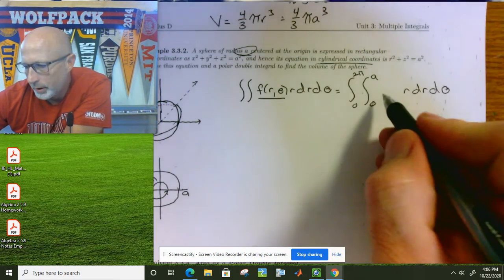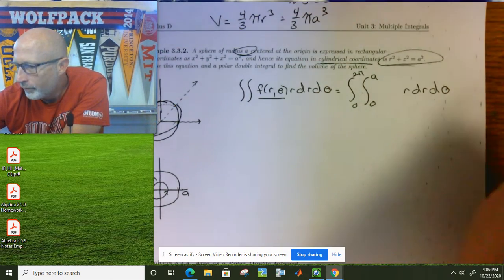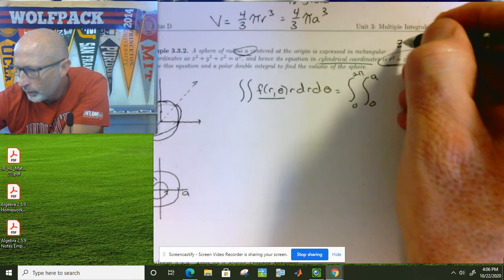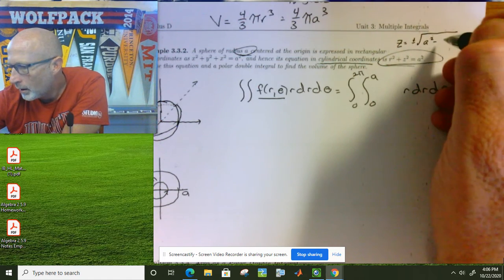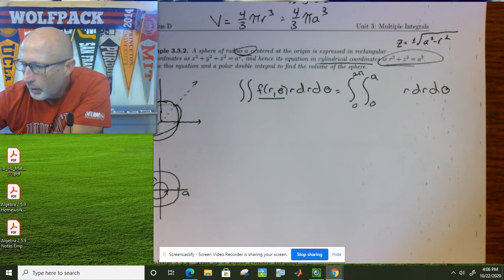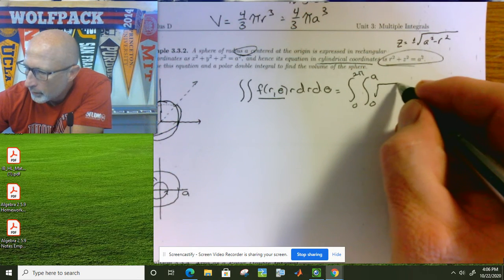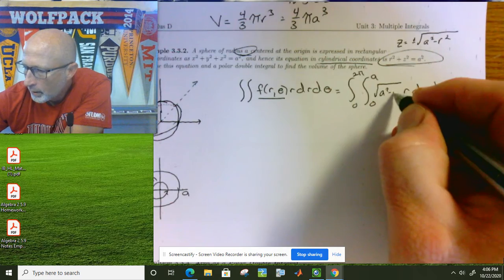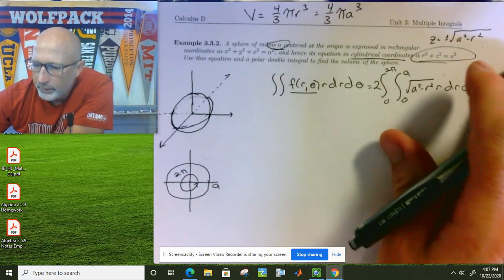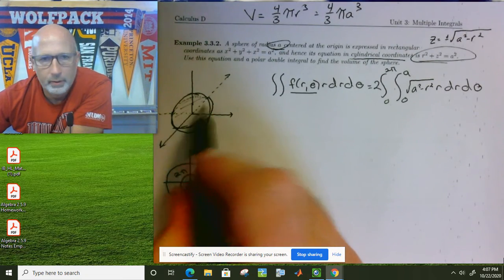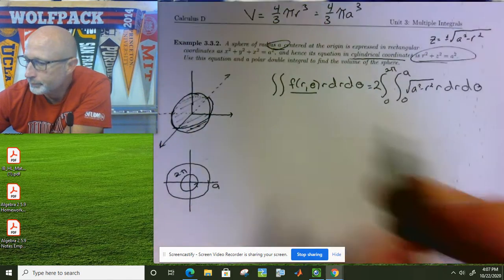Now, what is my function here? My function is given by this equation right here. If you solve for z, you have z is equal to plus or minus the square root of a squared minus r squared. Now, I'm only going to integrate the top portion of it and then double it. If I integrated just the top portion, I would only figure out the top volume, but I need the bottom volume as well. So I double it.